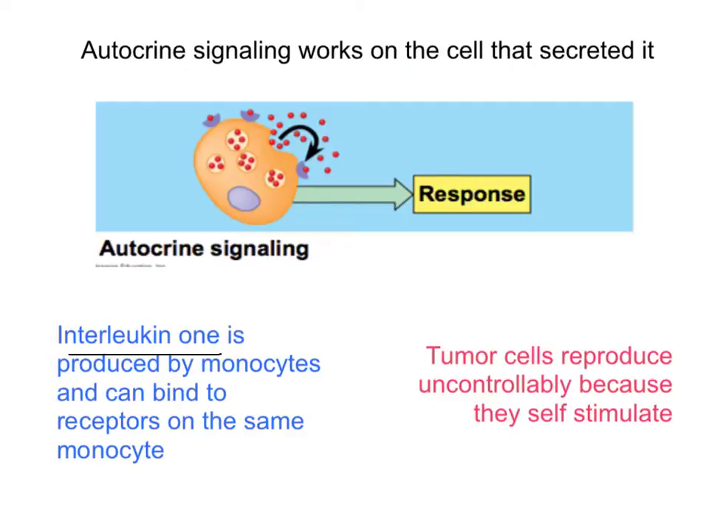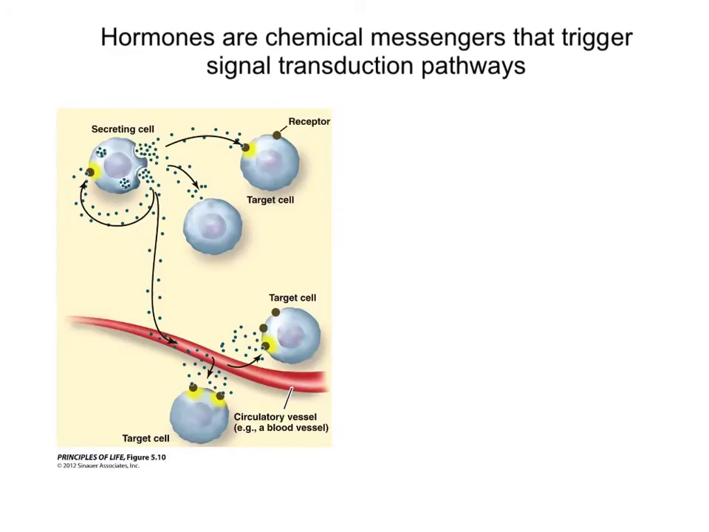And same with tumor cells. Tumor cells reproduce uncontrollably because they self-stimulate. They self-stimulate cell division. They make their own division signals. When cells are going through mitosis and they're dividing, they go through a variety of checkpoints and signals that tell them to divide. And tumor cells can send their own signals telling the cell to divide, even when normally it would not. So hormones are going to do our long-distance communication.